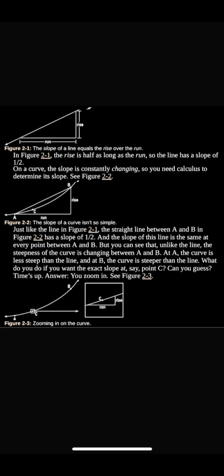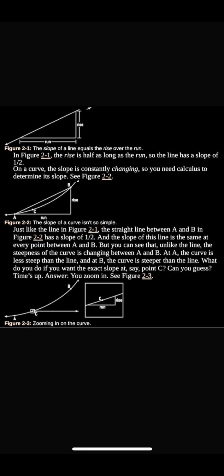On a curve, the slope is constantly changing, so you need calculus to figure out its slope. See Figure 2.2. The slope of a curve is not so simple. Just like the line in Figure 2.1, the straight line between points A and B in Figure 2.2 has a slope of 1/2, and the slope is the same at every point between A and B. But unlike the line, the steepness of the curve is constantly changing between A and B. At point A, the curve is less steep than the straight line, and at point B, the curve is steeper than the straight line. What do you do if you want the exact slope at, say, point C?